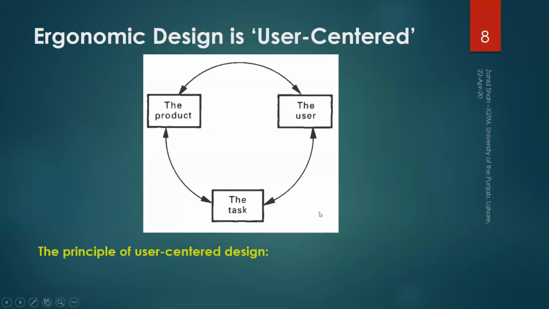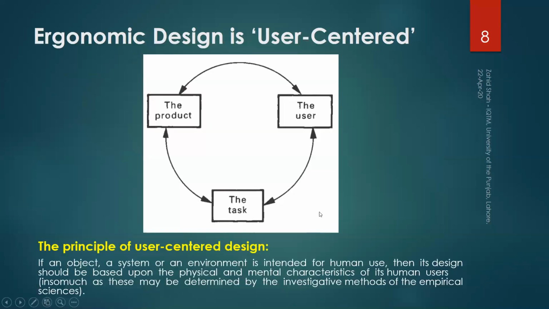And we also saw that there are 3 elements of user-centered design, and the most important of them is the user itself. So in this topic on anthropometry, we will be specifically focusing on the characteristics of the user to design a product or task that is user-centered.